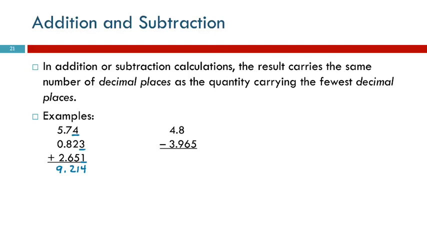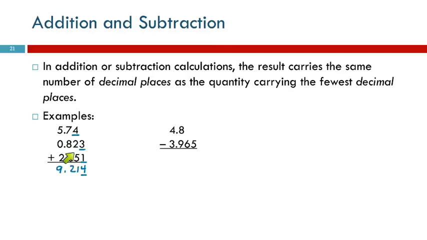So let's think about this. If we're adding this without the calculator, we would start on the far right and we would add the 3 plus the 1 and we'd get 4. Now, there's uncertainty in the 3, there's uncertainty in the 1. So what does that mean about the 4? It's uncertain. Okay, so that digit is uncertain.